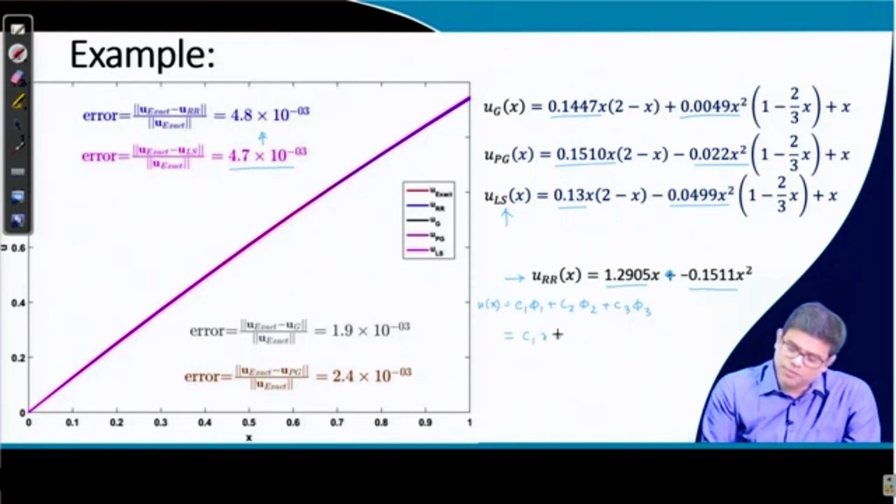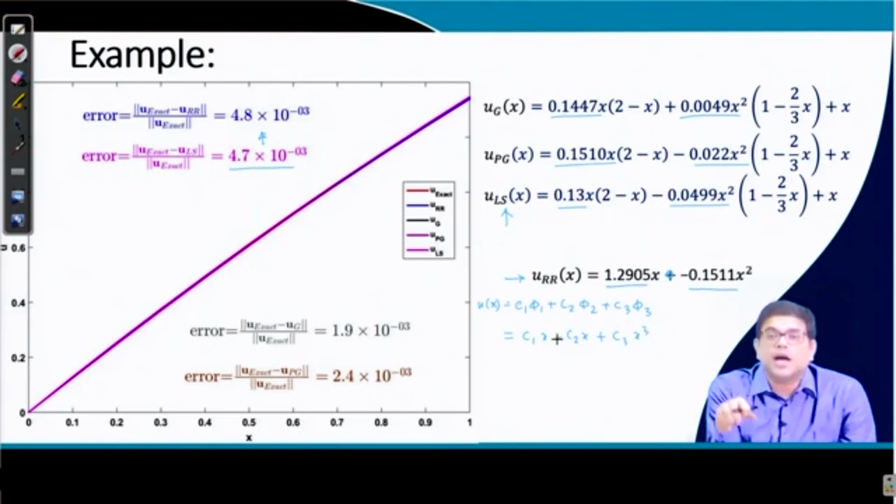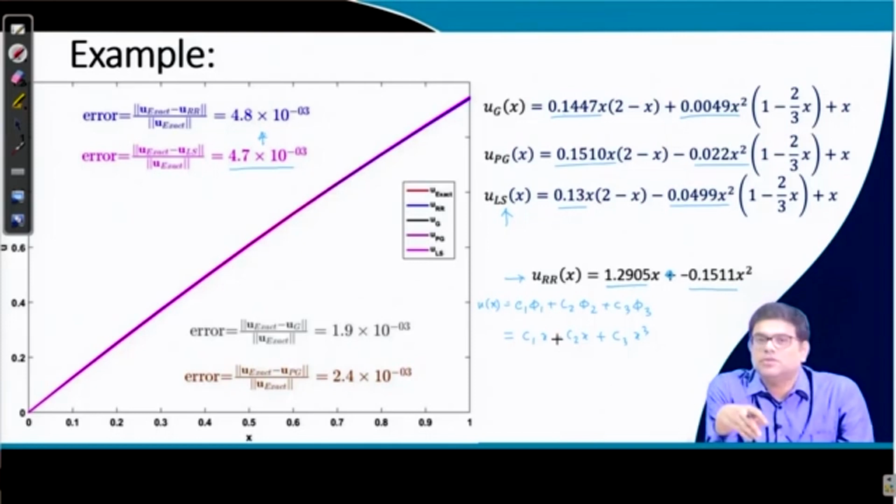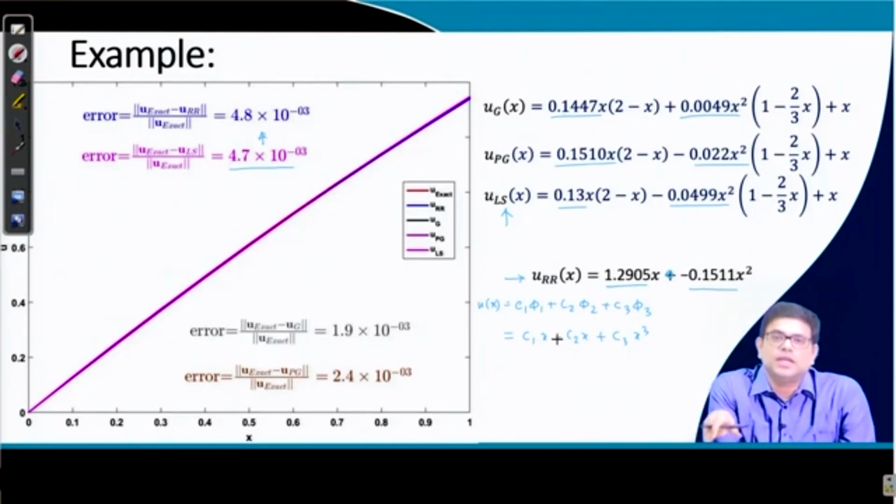So C1x plus C2x squared plus C3x cubed. If I choose this kind of approximation, and if I choose a fourth order polynomial, then it will match with the exact solution. So you can try and see how it looks. This is the example I wanted to show you: what the different methods are, first of all, and what the basic difference is between these methods, including the Rayleigh-Rinz method.